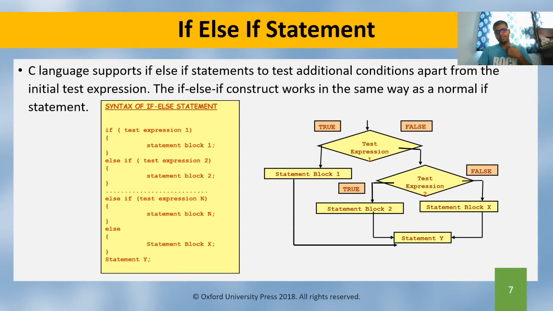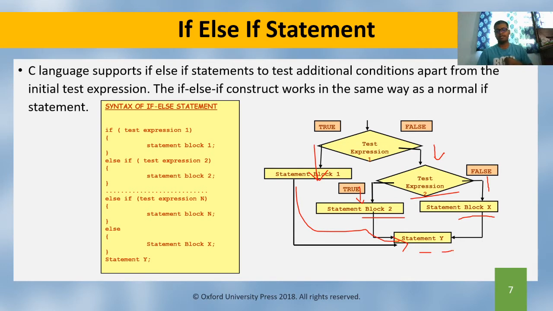So these are nested decision conditions. We call this a nested loop. Whenever one condition is true, we go to one block, and then we go to the final statement Y. Otherwise, if it is false, we go to another decision check. If it is true, it goes to another statement block, then it goes to statement Y. If it is false, it goes to another statement block, then it goes to statement Y.